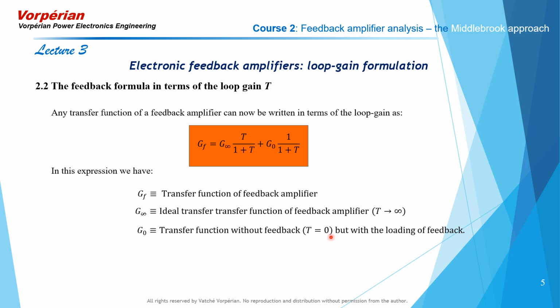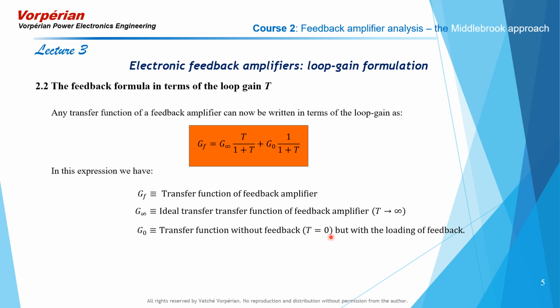This is also referred to as the transfer function without feedback, but with the loading of the feedback. What that means is that when you set T equal to 0 by setting the gain element in the forward path equal to 0, you're killing the action of the feedback. That's why we say transfer function without feedback. But while you kill the action of the feedback by setting A equal to 0, you are maintaining the loading of the feedback network on the original amplifier.